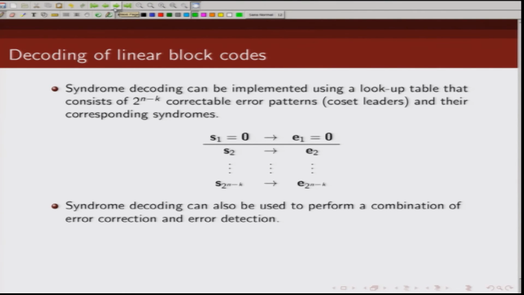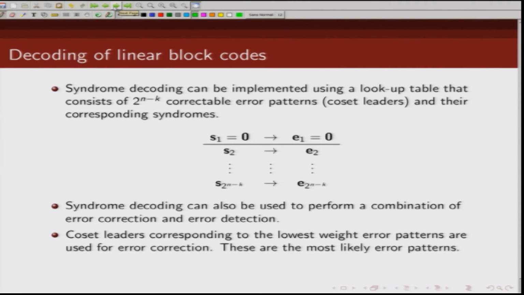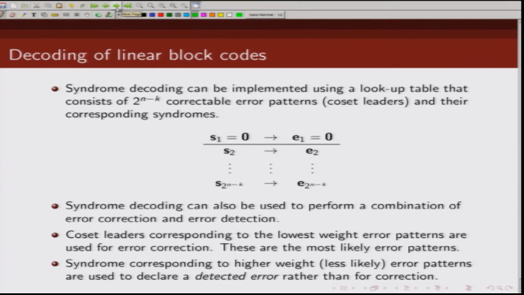Now, we can use this syndrome decoding for both error correction and error detection, and we will give an example to illustrate this. Again, as we said, the coset leaders corresponding to the lowest weight error patterns are essentially used for error correction, and these are the most likely error patterns according to the maximum likelihood rule. Now, we could use this standard array for a combination of error correction and error detection, and we are going to illustrate this point, that we could use a syndrome corresponding to a higher weight error pattern for error detection rather than error correction.